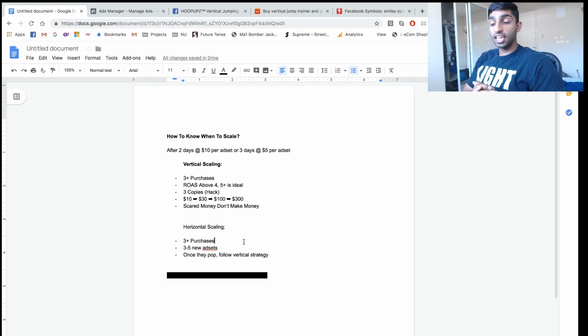So how do I know when to scale? It's the same thing. When I have 3 purchases, I don't look for ROAS to horizontally scale. I just look for 3 purchases, because obviously I'm seeing at least at the beginning that the audiences are reacting to it. So look for 3 purchases, that's it. Then I start making 3 to 5 new ad sets. So let me show you what I mean.